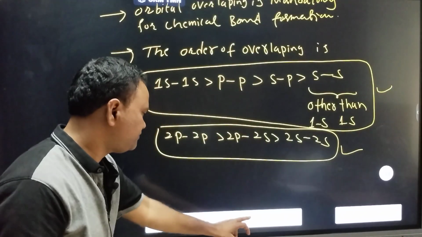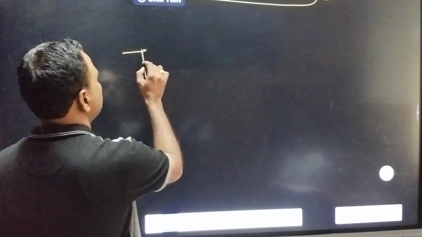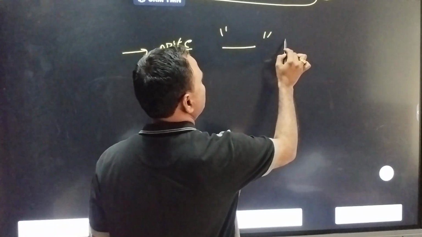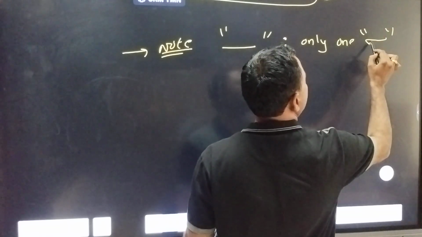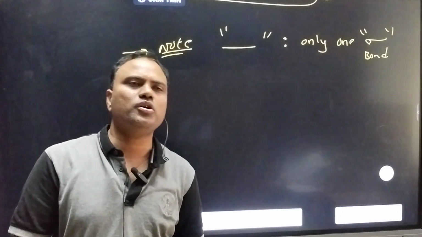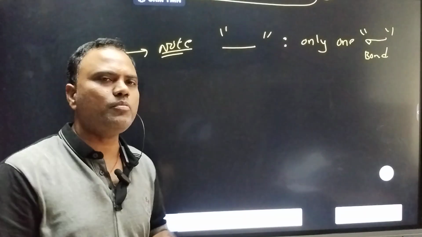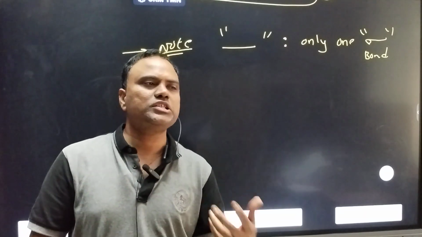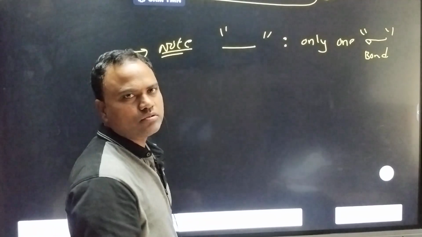Next, one note. Single bond contains only one sigma bond. How is a sigma bond formed? Due to head-on overlapping or linear overlapping. Sigma bonds only decide the geometry of the molecule. First, which bond formation takes place in the molecule? Sigma bond formation only. Single bond contains only one sigma bond.